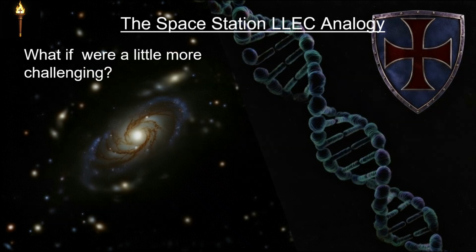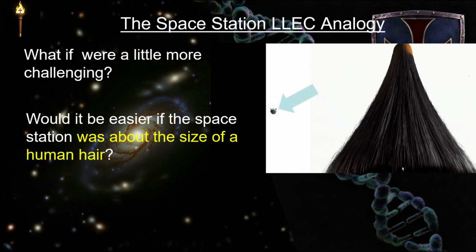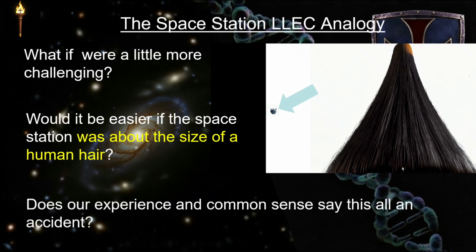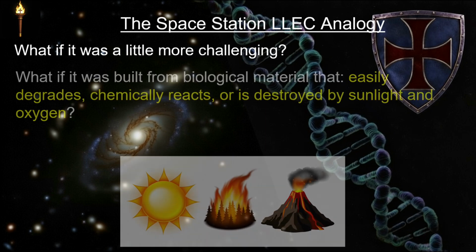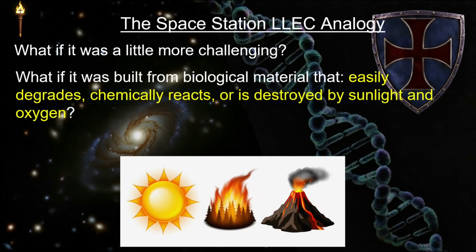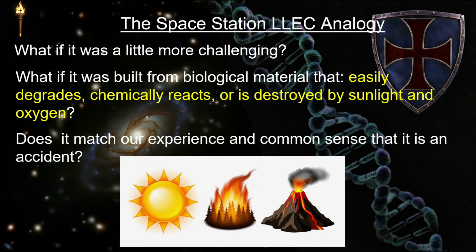Well, what if it were a little more challenging? Would it be easier if the space station was about the size of a human hair? Does that match our experience and our common sense, saying this is all an accident? What if it were even more challenging? What if it were built from biological material that easily degrades, chemically reacts, or is destroyed by sunlight and oxygen? Does it match our experience and common sense that it is an accident?